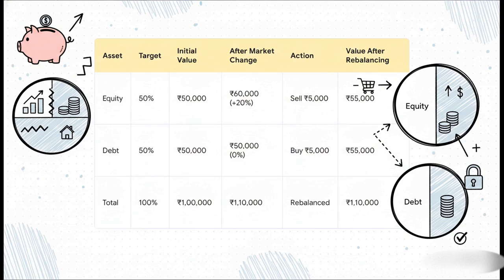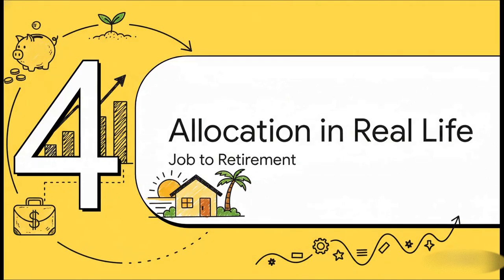So what's the action? Simple. You sell 5,000 rupees of equity and use it to buy 5,000 rupees of debt. And just like that, you're back at your target, having locked in some profits and bought the other asset a little cheaper. Okay, that's the theory. Sounds great on paper, but what does this actually look like in real life? Let's take a look at allocation in action, from someone starting their first job all the way through to retirement.